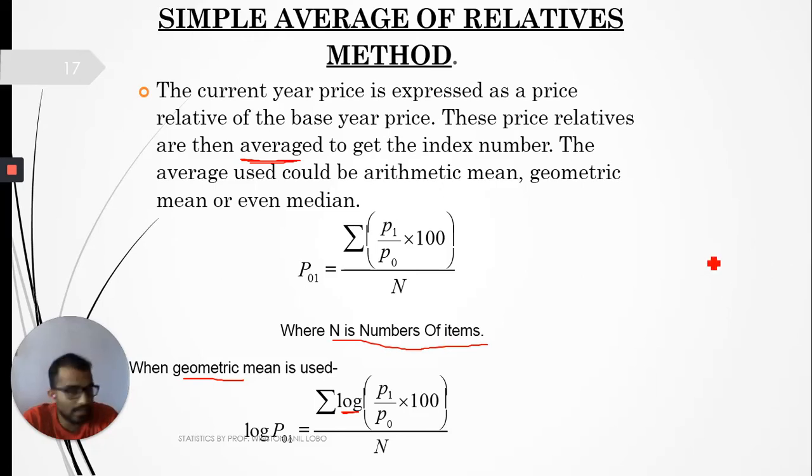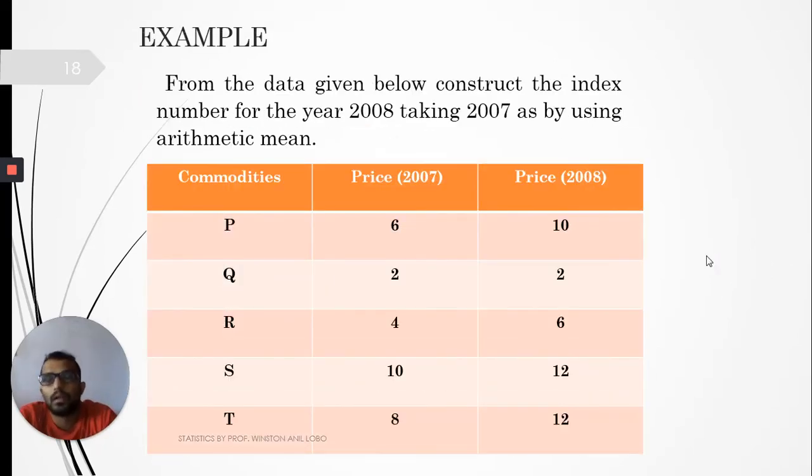So let me show you one example from the data given below. Similar question to that of before. Construct the index number for 2008 taking 2007 as the base. So again, students, 2008 will be your P1 and 2007 will be your P0. Commodities are given: P, Q, R, S, T. There are 5 commodities.